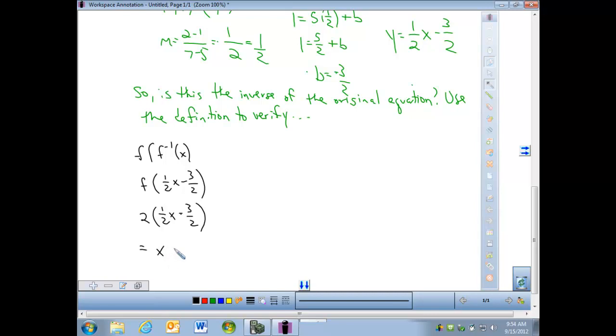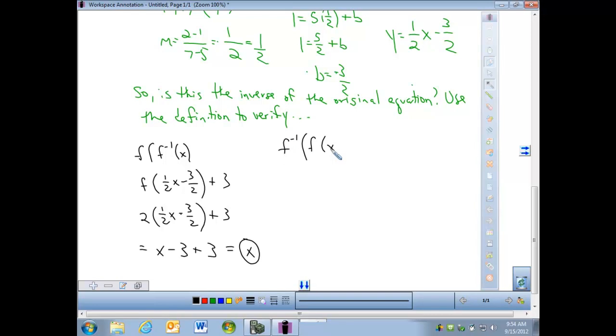So use distributive property on that. 2 times 1/2 of x is 1x. 2 times a negative 3/2 is negative 3. Now I'm remembering. Got to put that plus 3 in there at the end. Add that together. Those 3's are going to cancel out, and I have an answer of x.